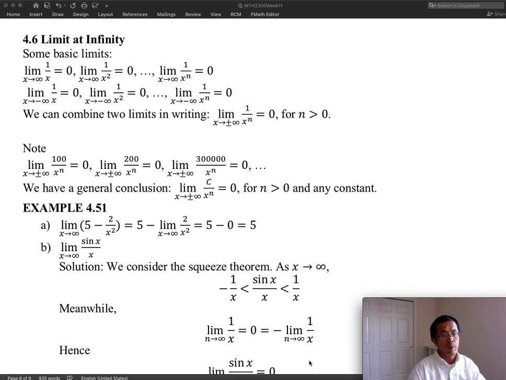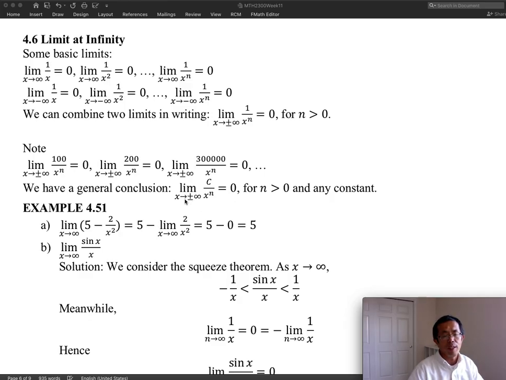Hello everyone, welcome back to Calculus 1. And this time we continue to work on section 4.6, the limit at infinity. Actually, last time we only talked about one basic rule, but anyway, it doesn't cover many cases.